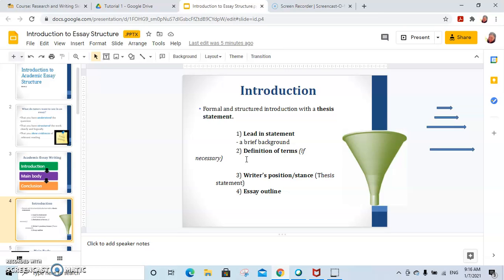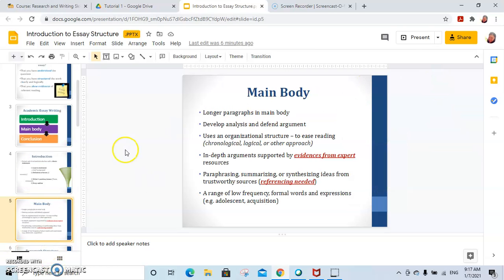And the third element of the introduction is your stance. What is your stance or your position in the essay topic, whether you agree, whether you disagree, whether it should or whether it shouldn't. Okay, and then finally the 2 reasons to support your stance. All right, okay, let's move on.